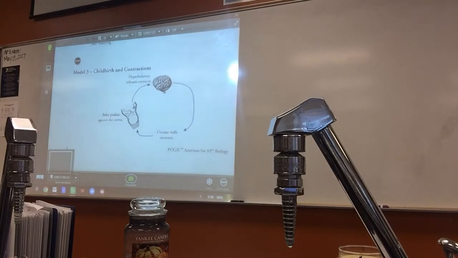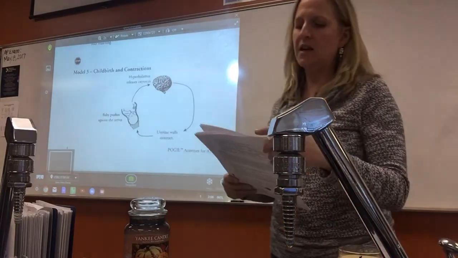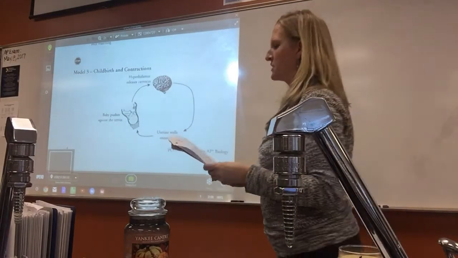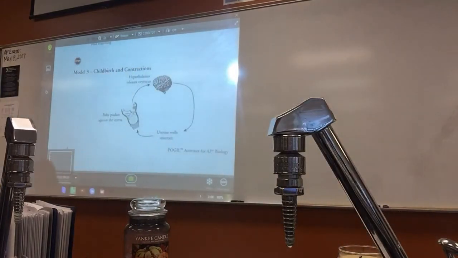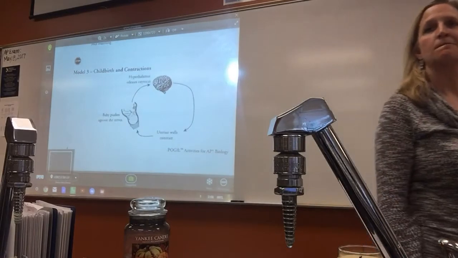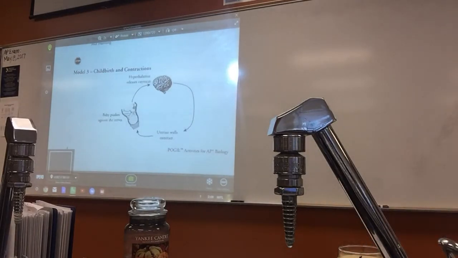Yeah, in this case, as the baby gets bigger and drops lower in the uterus and pushes against the cervix, that's the initial stimulus that's going to trigger this positive feedback loop. So the stimulus is actually the baby pushing against the cervix. And then that signals to the hypothalamus and it releases a hormone called oxytocin. And oxytocin goes through the bloodstream and reaches the uterus, and communicates with the cells of the uterus to contract. So then the uterine walls contract.